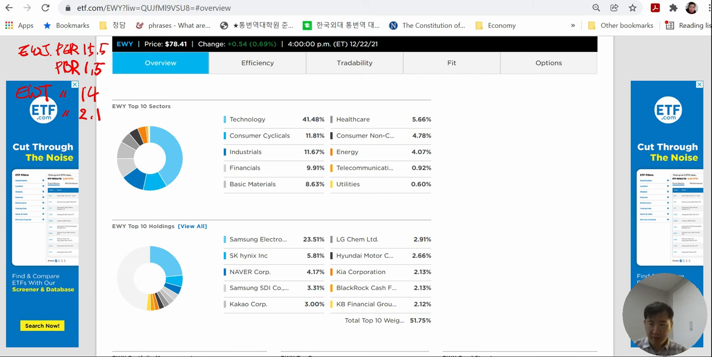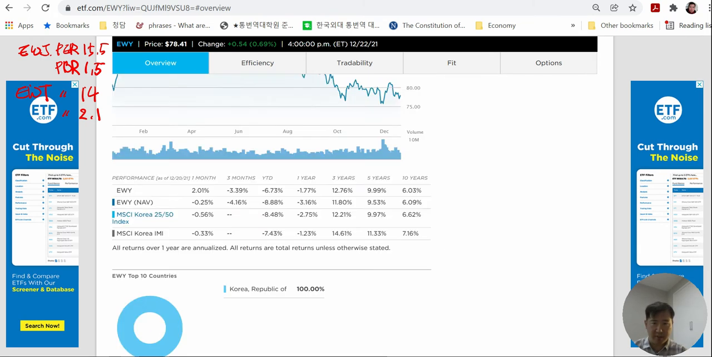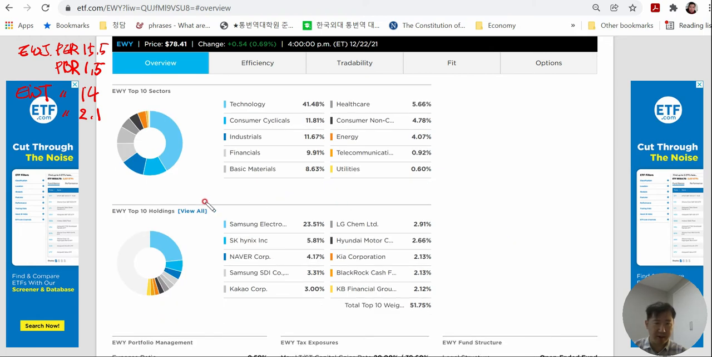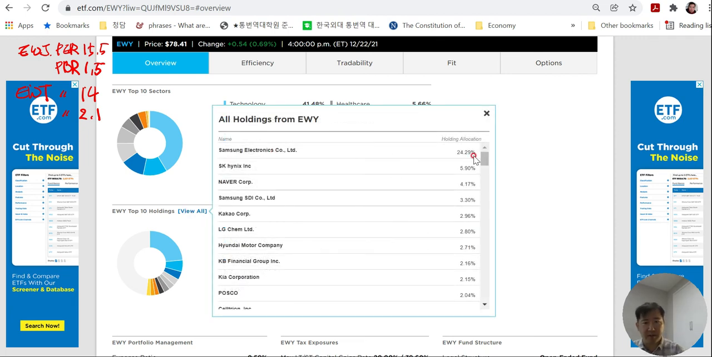we have EWY, the Korean ETF, okay? All right. What companies do they have? I'll go through the top 10. Samsung is 25%, Samsung Electronics. They not only do the foundry business, but they make cell phones. They're good at making washing machines, TVs. They are also the majority supplier to Apple, right?